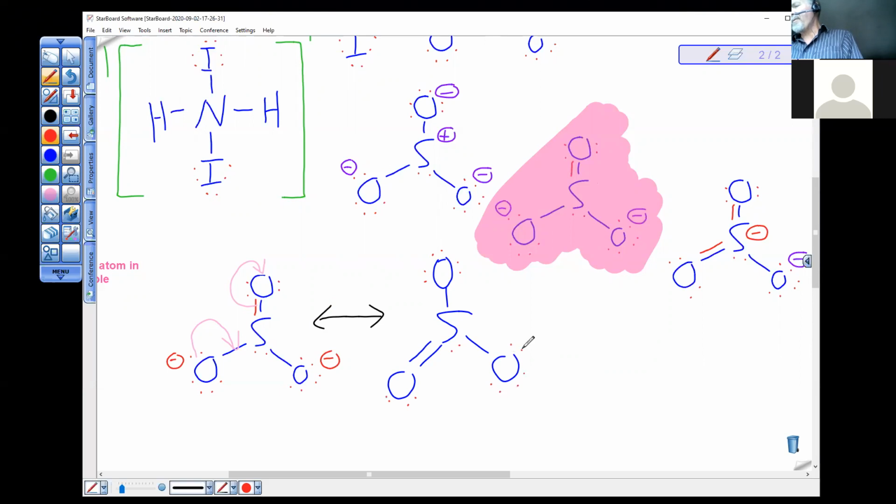But that's not a true story either, because I can do a third resonance form where the double bond is between this oxygen and sulfur. I haven't done that one yet. Same process. It's called resonance. Lone pair resonates. Pi breaks. Becomes lone pair on the other O. So in the end, this sulfite ion, and that's what it's called.